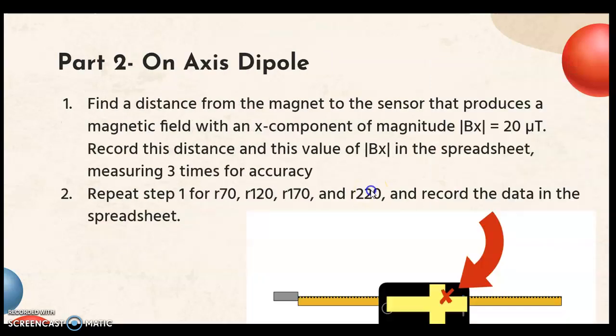For the on-axis dipole, the procedure includes finding a distance from the magnet to the sensor that produces a magnetic field with an x component of magnitude Bx equals 20 microteslas, recording the distance and the value of Bx in the spreadsheet, and then measuring it 3 times for accuracy. We'll also repeat this step for a magnetic field of 70, 120, 170, and 220, and record the data in the spreadsheet as well.